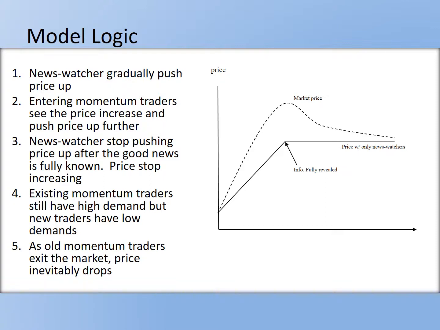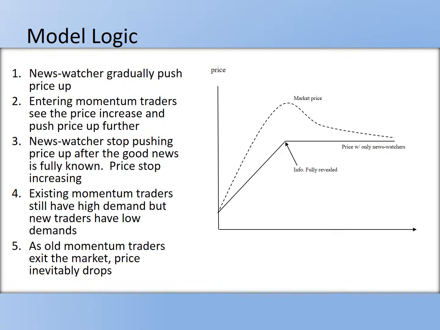All right. Then what happens with momentum traders? The momentum traders look at the stock price movement and they say, oh, it's going up, let me buy, so that they push up the demand. It's still moving up, let us buy. So once again, they push up the stock price further, until the point where the information is fully revealed. At that point, the movement becomes flat.